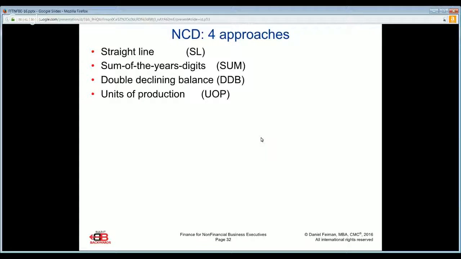Total amount of depreciation in all of these methods is exactly the same. We're only talking about timing. How much we'll take when. It'll always add up to the same 150 total.